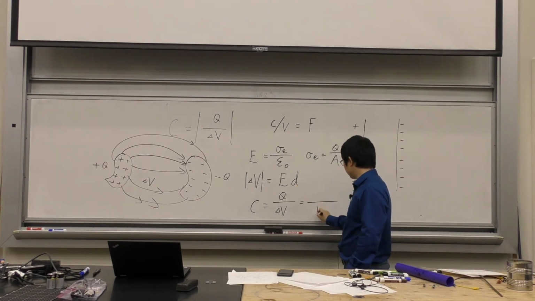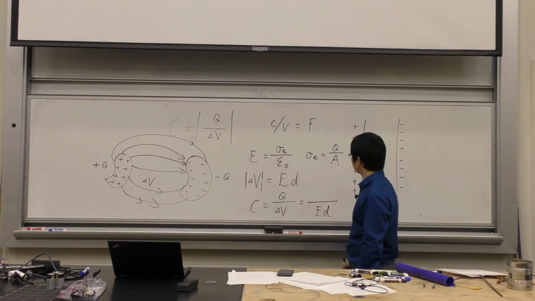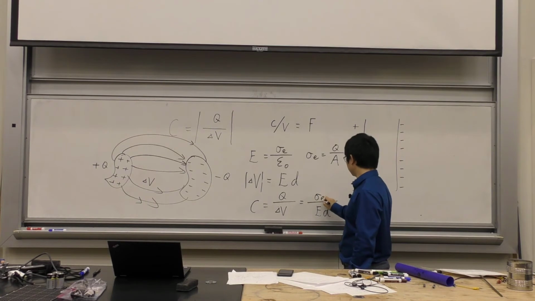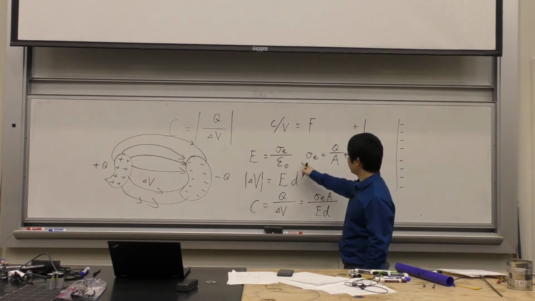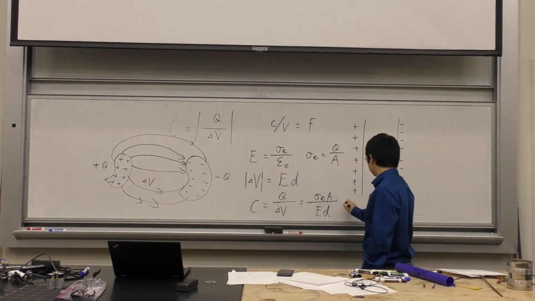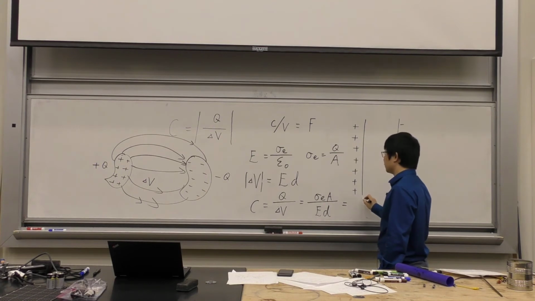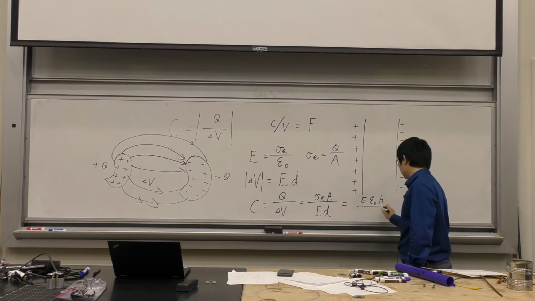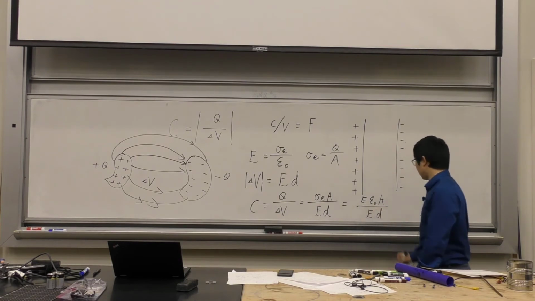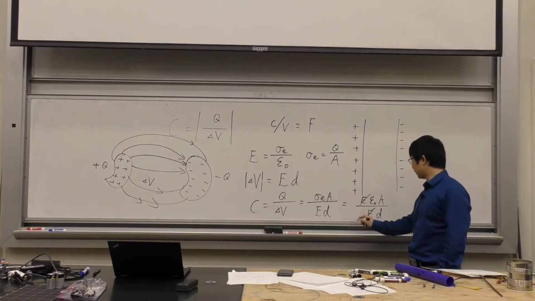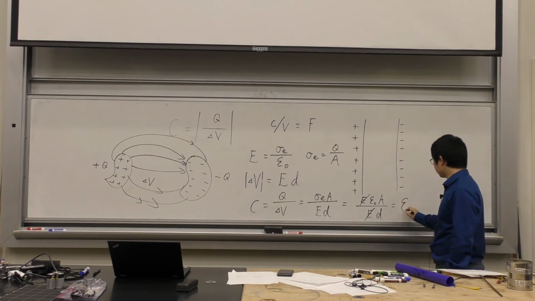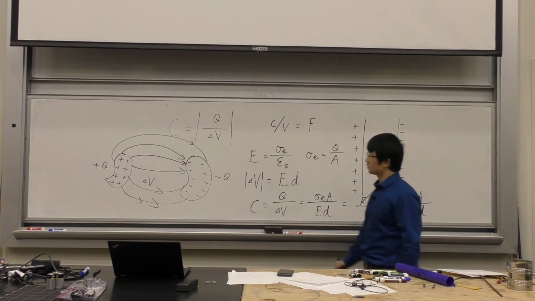Let's put this guy here, E times D. Now this Q is going to be sigma E times A. And sigma E is going to be E times epsilon naught, so I can get E times epsilon naught times A divided by E times D. And now that's going to get rid of this E for me, right? So at the end, I get a very nice equation, epsilon naught times the area divided by the distance.